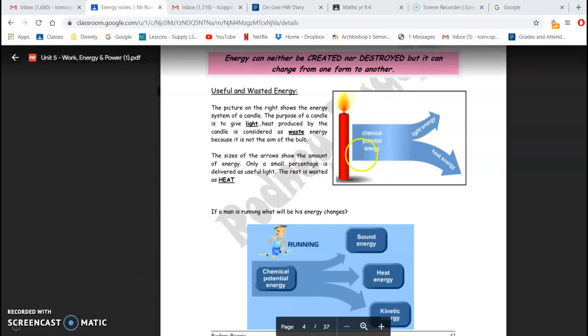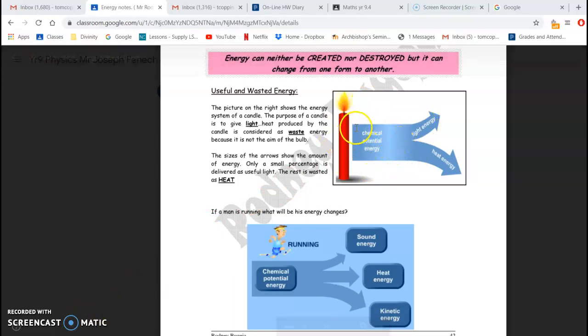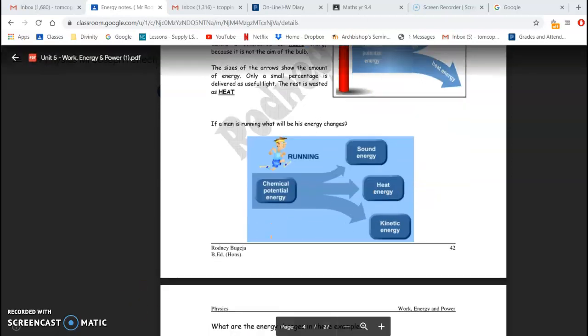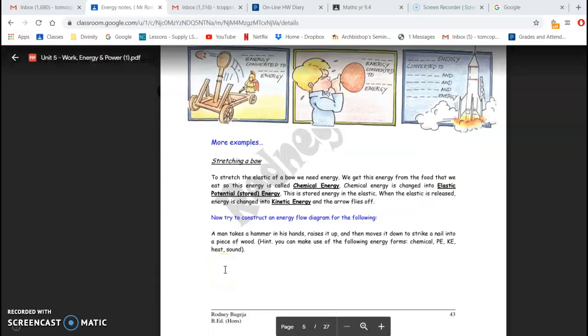So looking at this picture, you can see that this is the chemical potential energy being produced. And it splits up into light energy and heat energy. So half of the energy that is being turned into heat energy is lost because you want the light energy, you don't really want the heat energy. If you're feeling cold, you don't exactly light a candle. So the heat energy is wasted. Another example of conservation of energy.